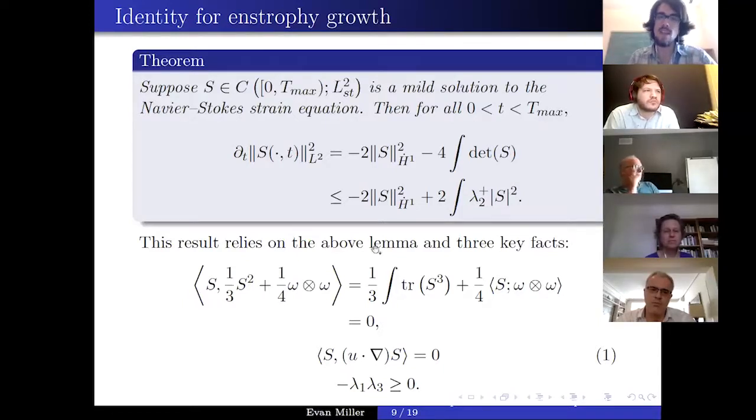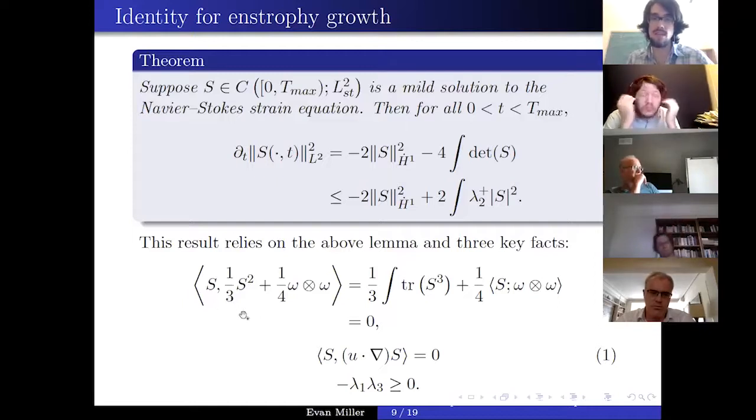And so the result relies on the above lemma and sort of three key facts. The first fact is that S is orthogonal to 1/3 S squared plus 1/4 omega tensor omega, because this is the integral of 1/3 trace S cubed plus 1/4 S omega tensor omega. And this is the quantity we just showed is zero. And also the advection term doesn't contribute at all to the L2 norm. And so the only term that contributes is the 2/3 S squared, right? We've eliminated 1/3 of the S squared, we have 2/3 left. And that gives us minus 4/3 the integral of trace S cubed, and therefore minus 4 the determinant of S.